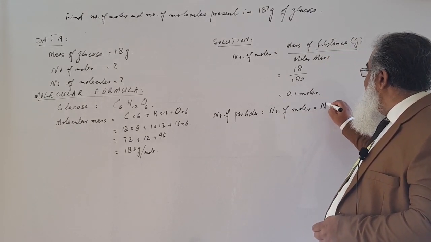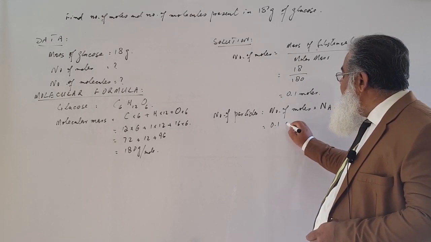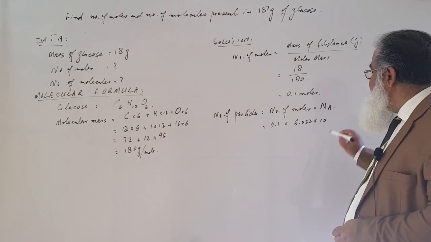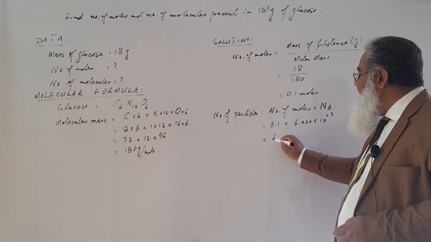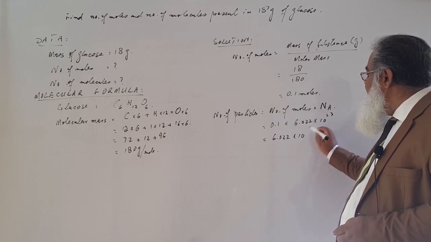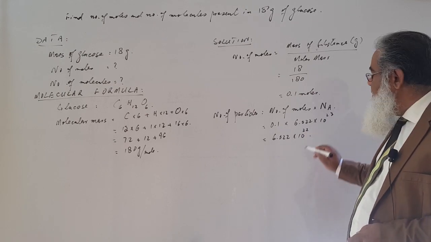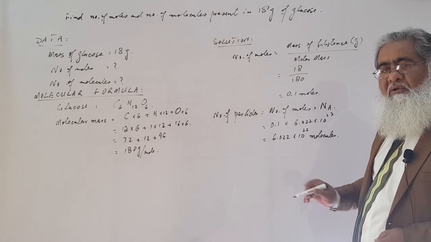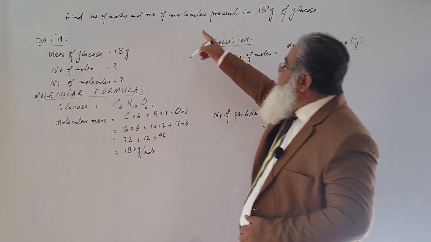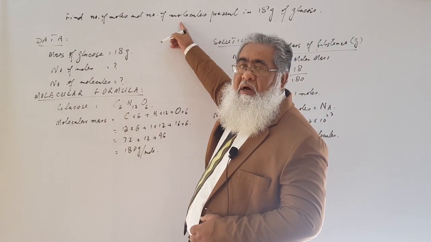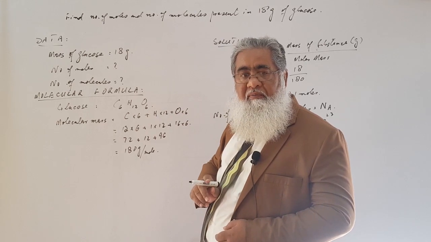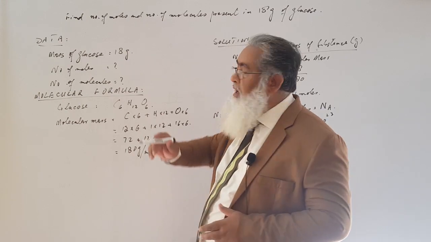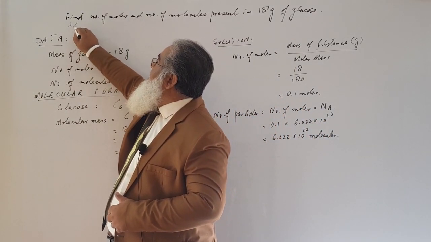In order to find the number of particles, the formula which is applicable, we already have studied: number of moles into Avogadro's number. Number of moles is 0.1. Value of Avogadro's number is 6.022 × 10 raised to power 23. Hence, the number of molecules which we are having is 6.022 × 10 raised to power 22 molecules. As we have calculated the number of molecules with respect to the required information in the question.